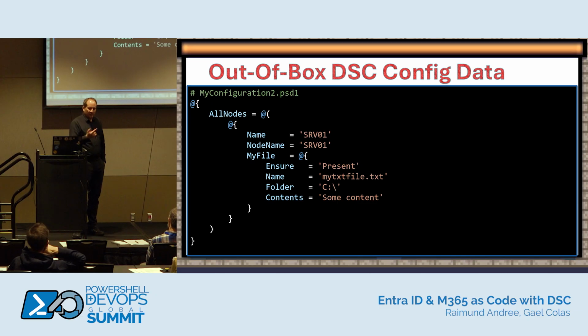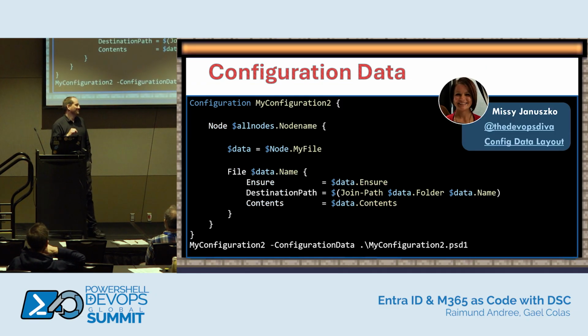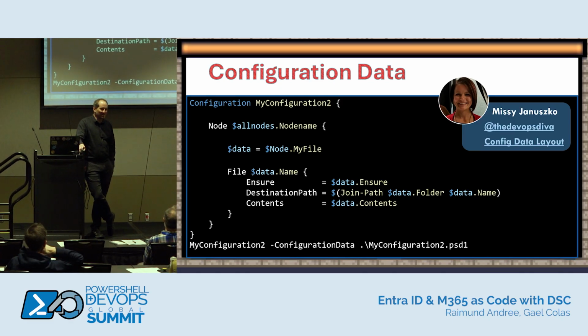Out-of-box DSC configuration data, as we've seen, is a big hash table that we need to manage. Missy, who is not there, but I told her she was on the slide, wrote a very good article, many years ago, on what's the best way out of the box to manage configuration data. And we repeat out of the box because there's community solutions that we've built, well, I've built, and that's not documented. If you look in Microsoft Docs, you won't see this information.